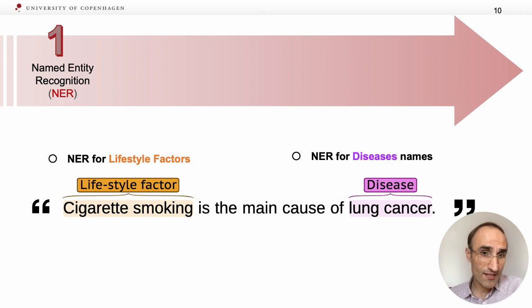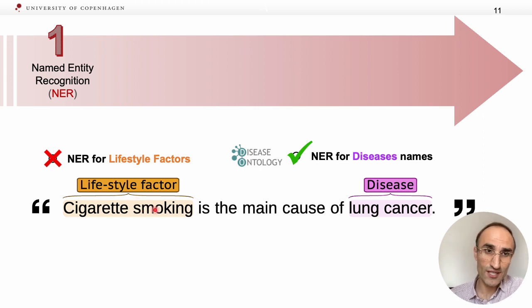About detecting diseases, thanks to disease ontology and similar resources, there's no problem, and we can just easily tag and detect these mentions in the text. But this is not the case for lifestyle factors, and there's no available ontology or dictionary for lifestyle factors, and even the definition of lifestyle is not clear.